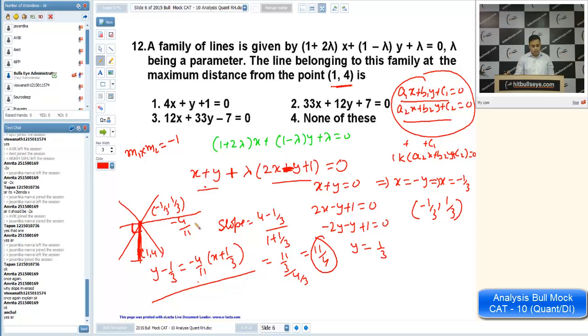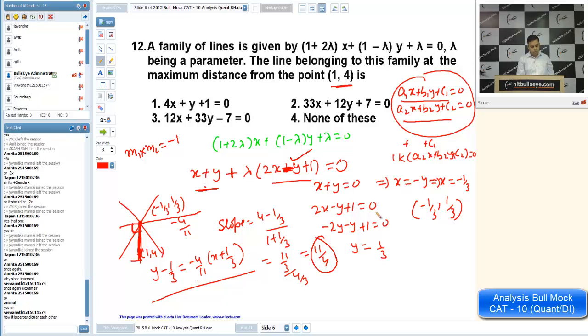Okay, Vishwanath, which part of this question you are not able to understand? Actually, we have a family of lines given by this equation 1 plus 2 lambda x plus 1 minus lambda y plus lambda equal to 0, which I have rewritten as x plus y plus lambda into 2x minus y plus 1 equal to 0, this part. Now, the lines are actually x plus y equal to 0 and 2x minus y plus 1 equal to 0.